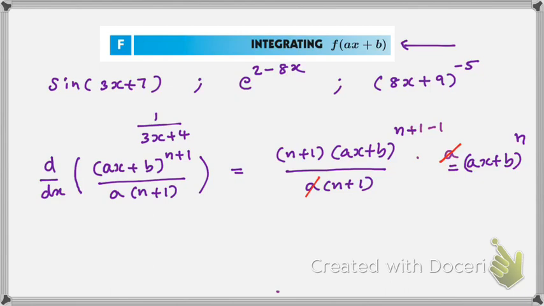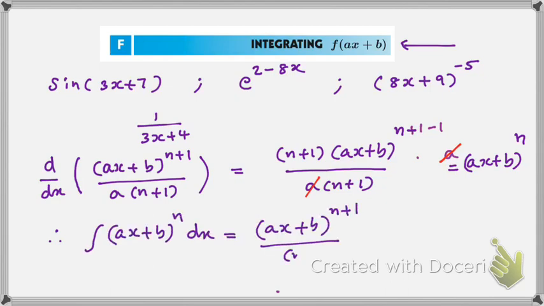the other way around, integral of ax plus b the whole raised to n dx is ax plus b the whole raised to n plus 1 by n plus 1 into a, 1 by a. And of course there is plus c. So what exactly did we do here? If your question looks like x raised to n, it's going to be x raised to n plus 1 by n plus 1. So for ax plus b the whole raised to n, we still do the same.